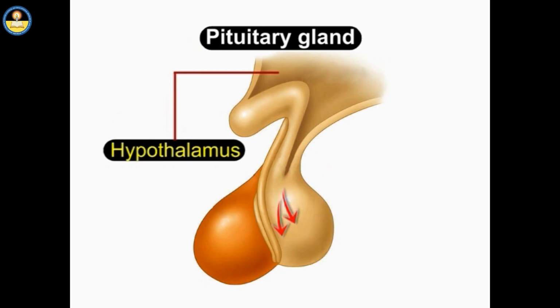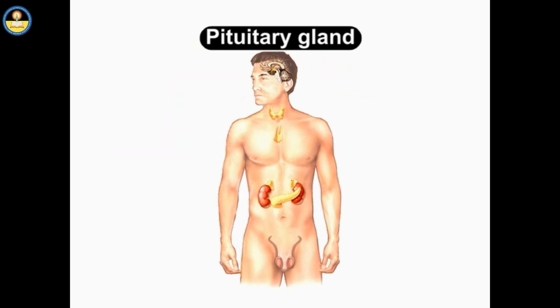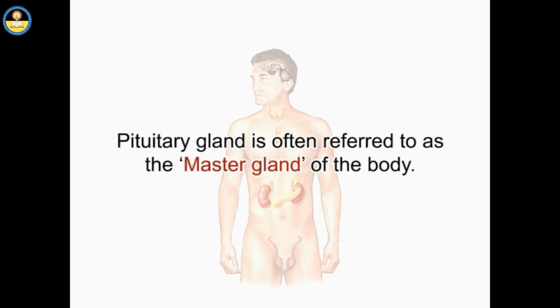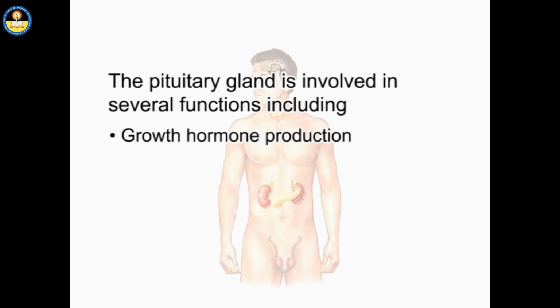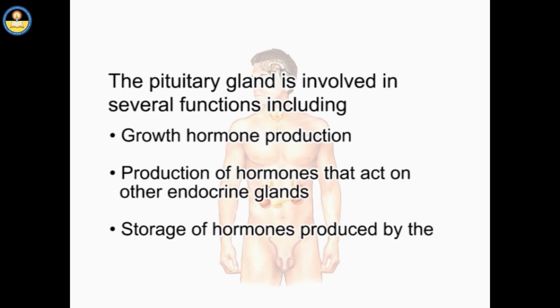The hormones produced by the pituitary gland affect the functioning of all the other hormone-producing glands. For this reason, the pituitary gland is often referred to as the master gland of the body. The pituitary gland is involved in several functions of the body, including growth hormone production. It produces the hormones that act on the other endocrine glands. It stores the hormones produced by the hypothalamus.